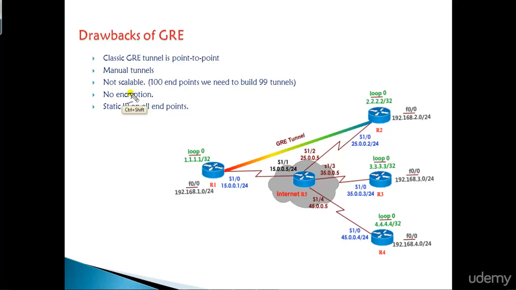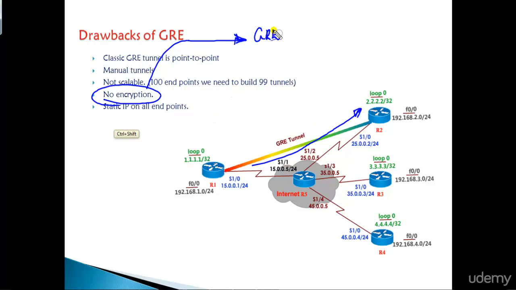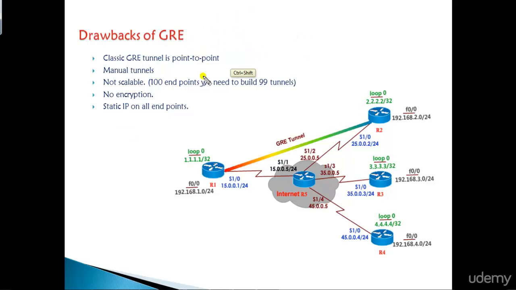Now, apart from that, the other disadvantage with GRE is that there is no encryption here. GRE does not support encryption by default, which means whatever information goes is in clear text and it's really not secure. If you want to provide some encryption, we can run IPsec over GRE. That's a little bit advanced implementation. We'll talk about IPsec in more detail in later sessions. But as of now, GRE doesn't support encryption by default. So if you want to add encryption, you can go with IPsec implementations over GRE tunnels.